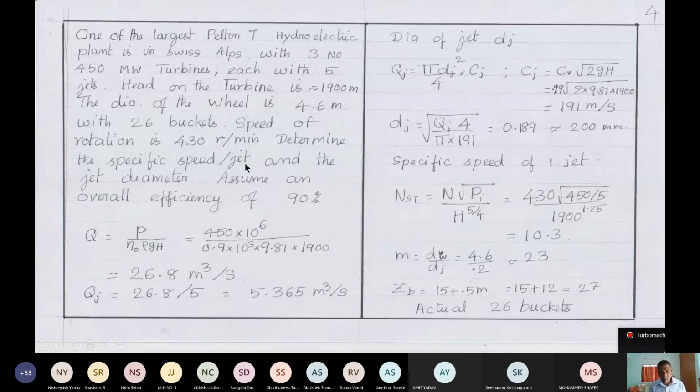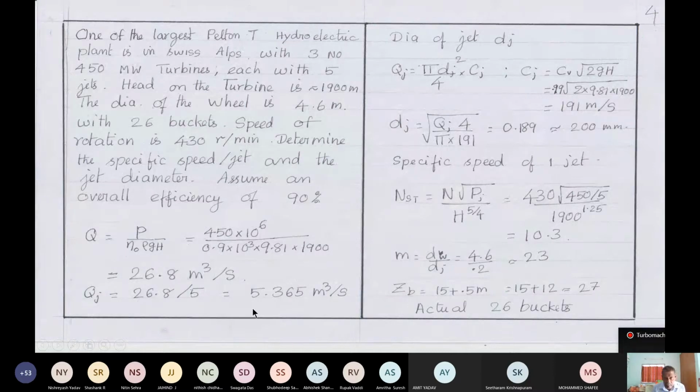We can find out the specific speed per jet. That means we can calculate the power for one jet and calculate the specific speed and the jet diameter. Assume an overall efficiency of 90%. See, this overall efficiency, and from the power you can calculate the discharge. Okay, power is equal to overall efficiency into rho g QH. So from that equation we get this, and we find that the discharge is 26.8 meter cube per second.